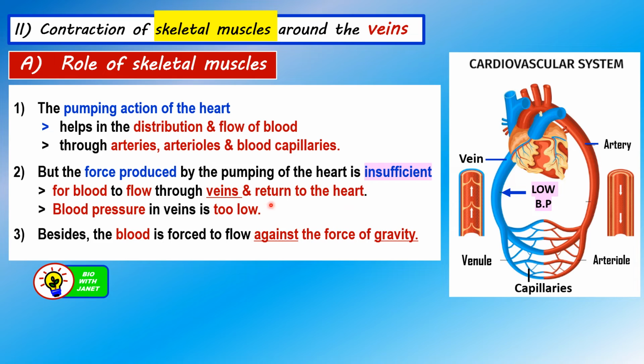Okay, so the blood pressure in the veins will become very low, and it is not enough to push the blood back to the heart by itself. Furthermore, if we are standing up, the blood in the legs will be forced to flow against the force of gravity back to the heart. So there's difficulty for the blood to flow back to the heart. So how does the blood flow back to the heart?